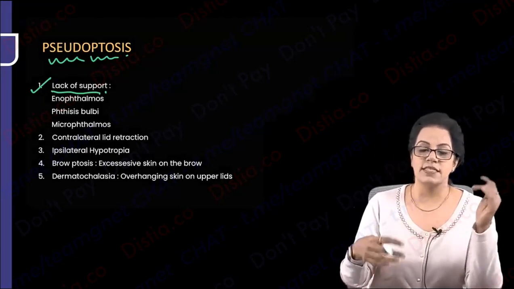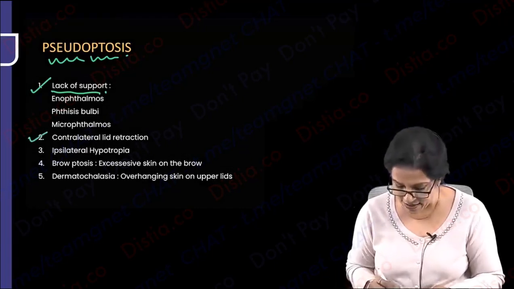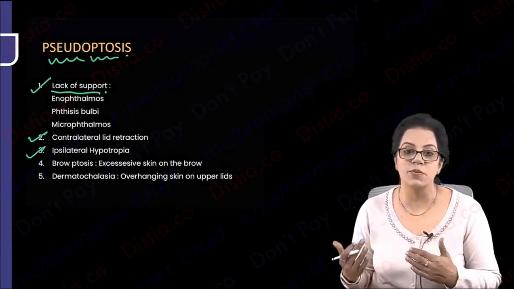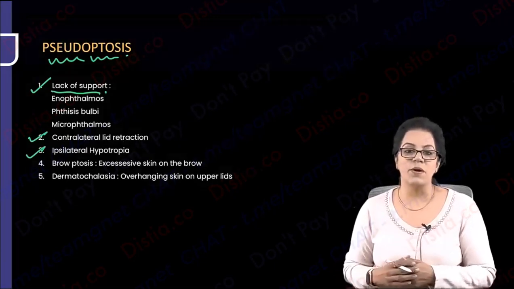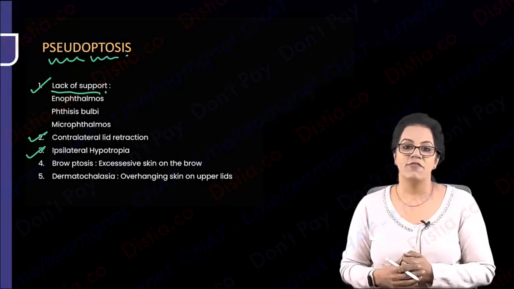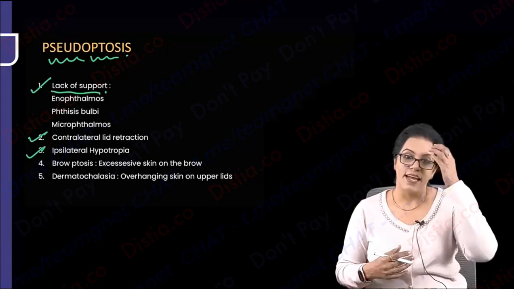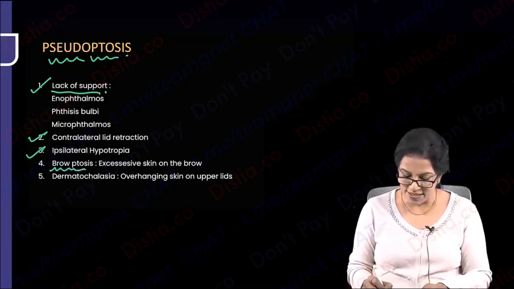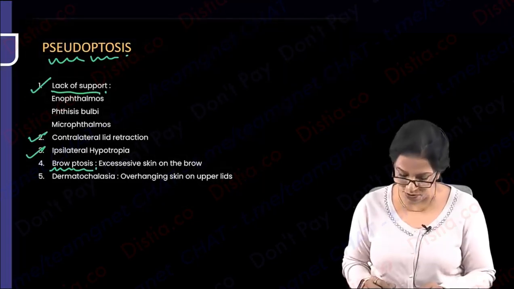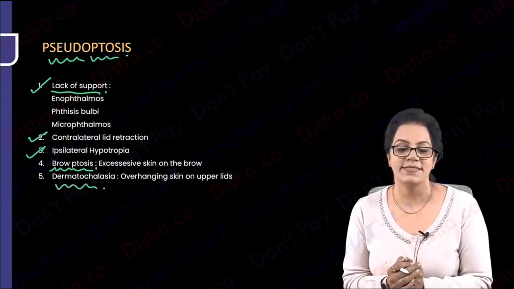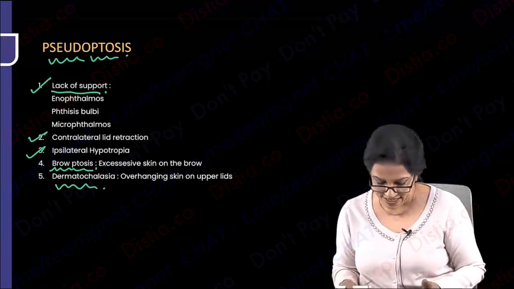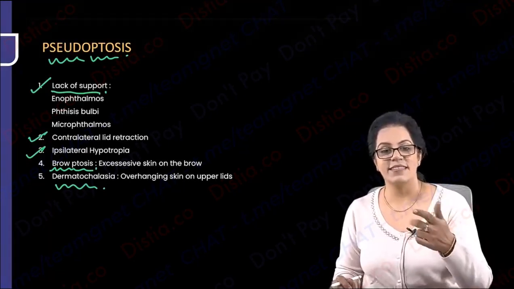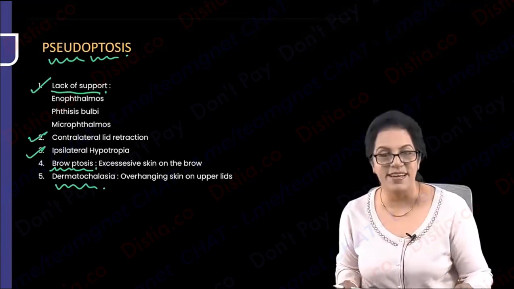When the other eye has lid retraction, it seems this one is ptotic, right? So contralateral lid retraction. Then if the eye is hypotropic, it can give you that impression. Of course, we already know about dermatochalasia, and when there is excessive skin on the eyebrows that is hanging out, and because of that the lid is going down, then you call it brow ptosis. So we should know what is brow ptosis and what is dermatochalasia. These are the few causes: lack of support, contralateral retraction, brow ptosis, dermatochalasia or hypotropia. I think it's done.